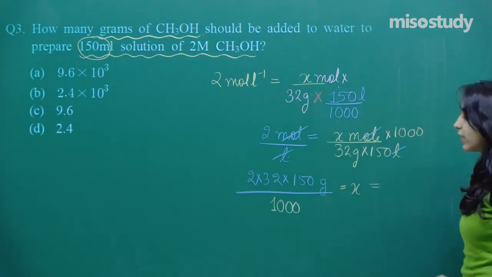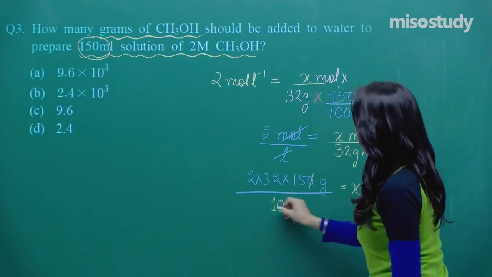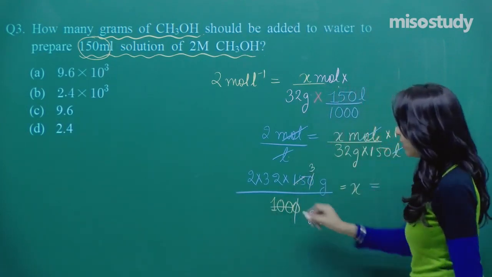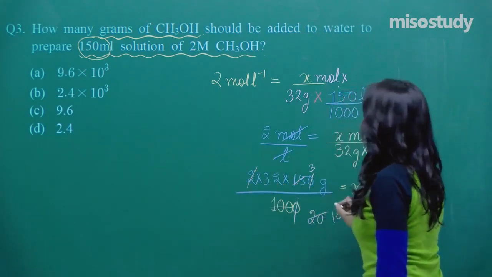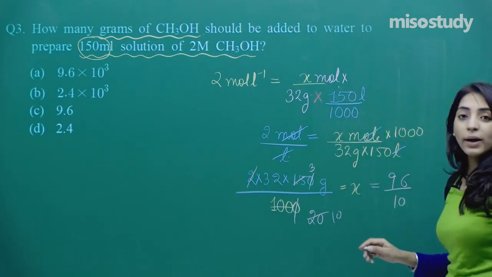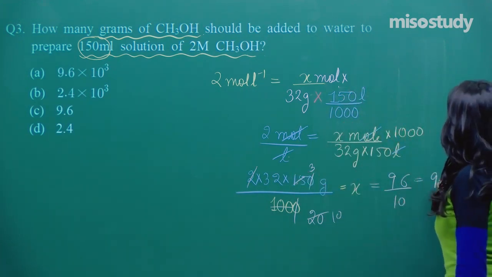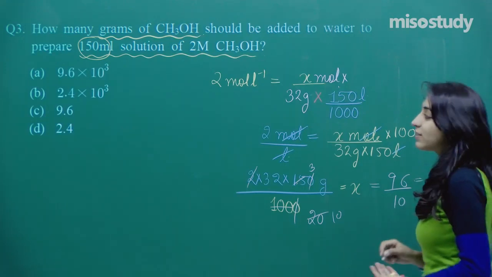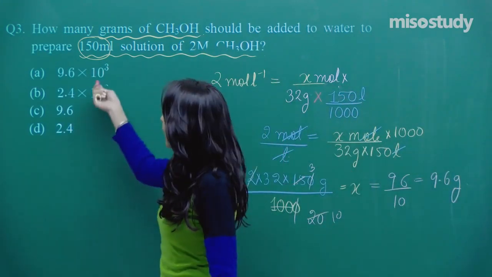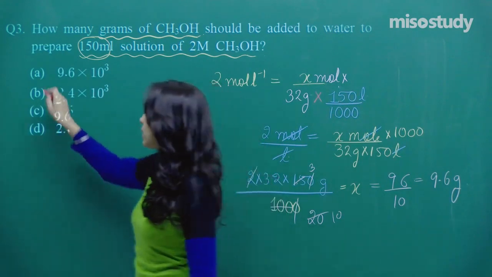Now let's see how to figure it out. This got cancelled. Okay. I got something like this. 96 by 10, which should be 9.6 grams. Let's see, I got the answer in grams. 9.6 into 10 raised to the power 3.